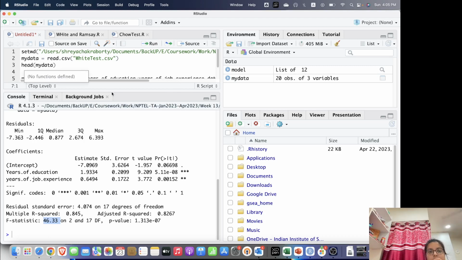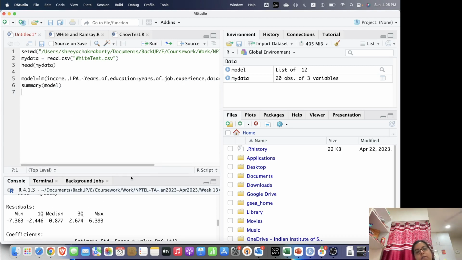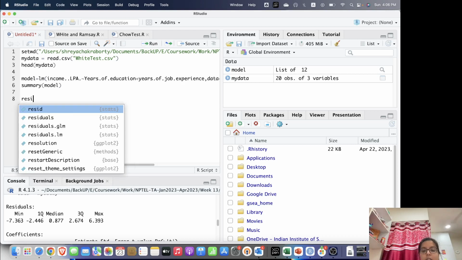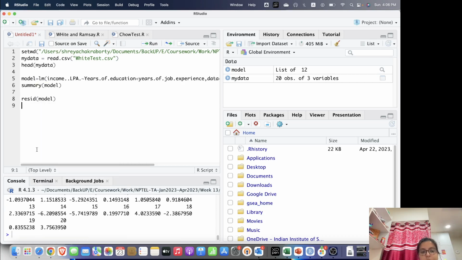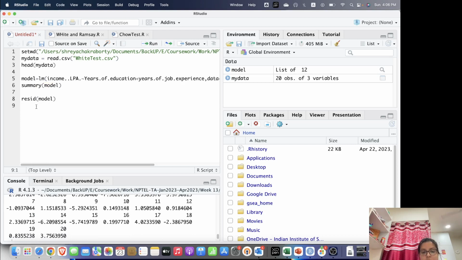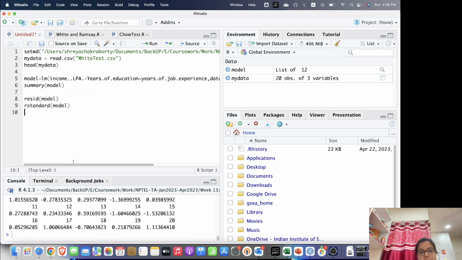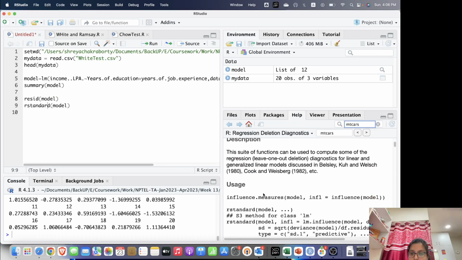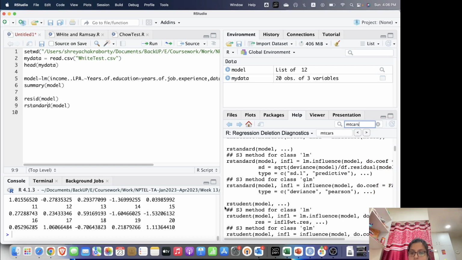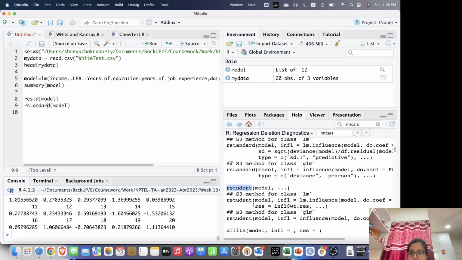Okay, so before even going into that, I'll show you this resid thing that I was talking about. resid model will give you the residuals, but if you do rstandard, then these are the standardized residuals. You can see this regression diagnostics. rstudent would give you the studentized residuals.